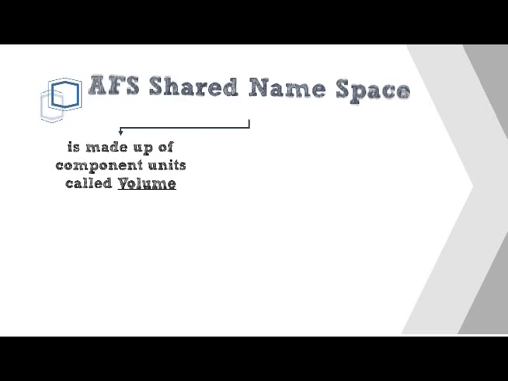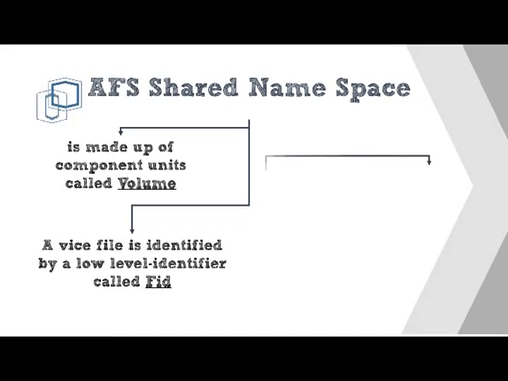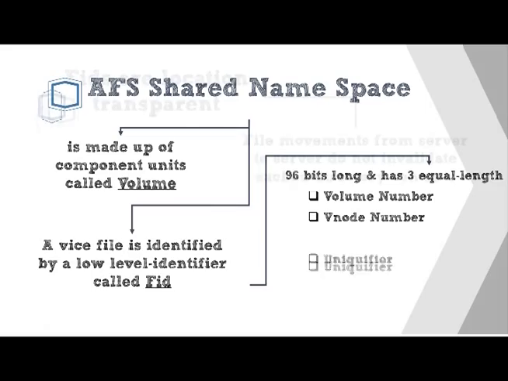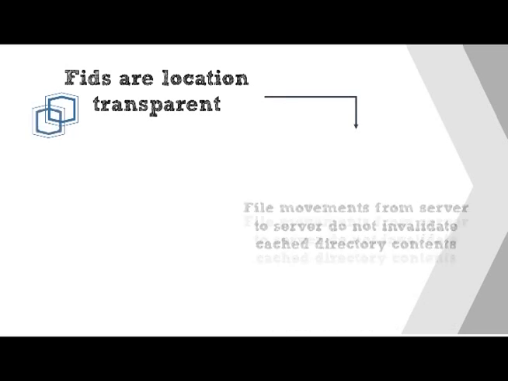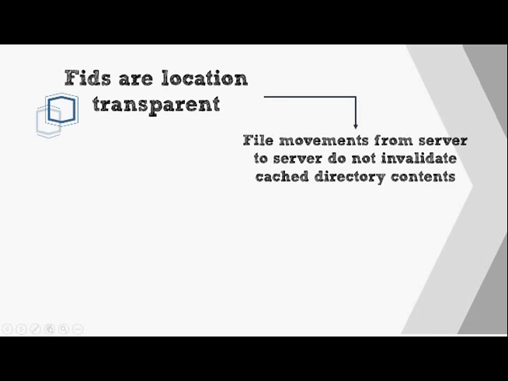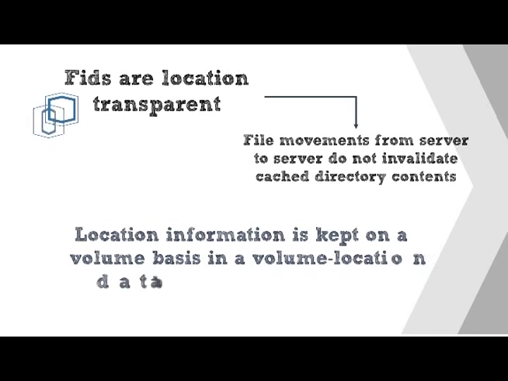Andrew File System shared namespace. It is made up of component units called volumes. A VICE file or directory is identified by a low-level identifier called a FID. A FID is 96 bits long and has three equal-length components: a volume number, a vnode number, and a uniquifier. FIDs are location transparent. Therefore, file movements from server to server do not invalidate cached directory contents. Location information is kept on a volume basis in a volume location database replicated on each server.